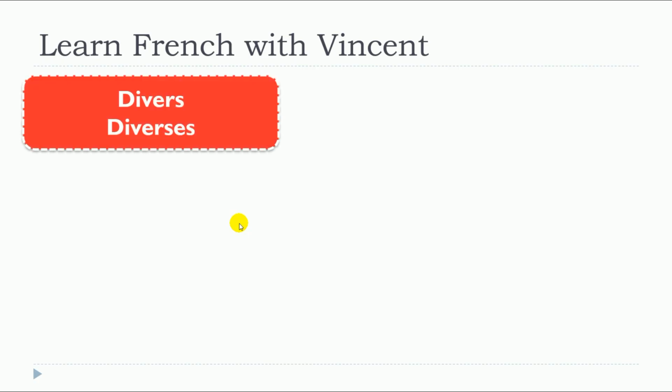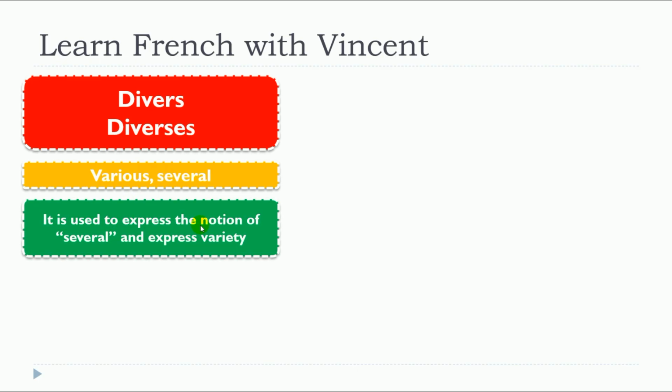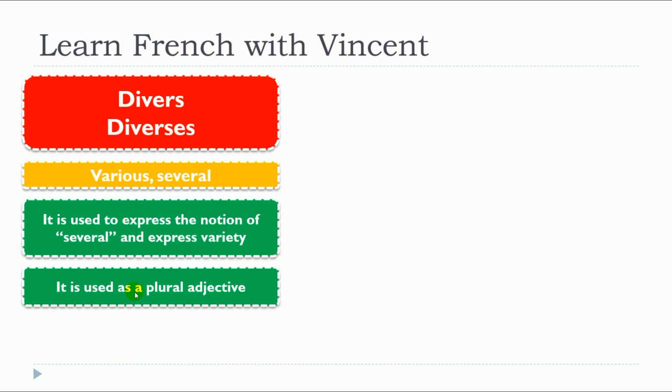So this lesson is about divers and diverses. And they mean various, several. So it is used to express the notion of several and express variety. And it is used as a plural adjective. And because it's an adjective in that case, it means that you will have the first masculine form and then the feminine form here. So masculine form is of course the basic form. So divers and then diverses for the feminine.